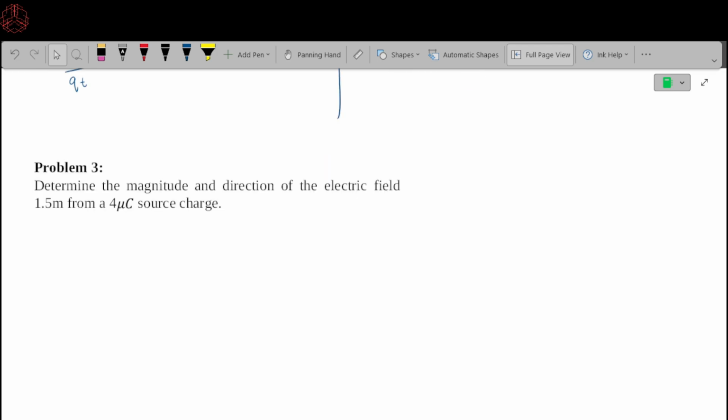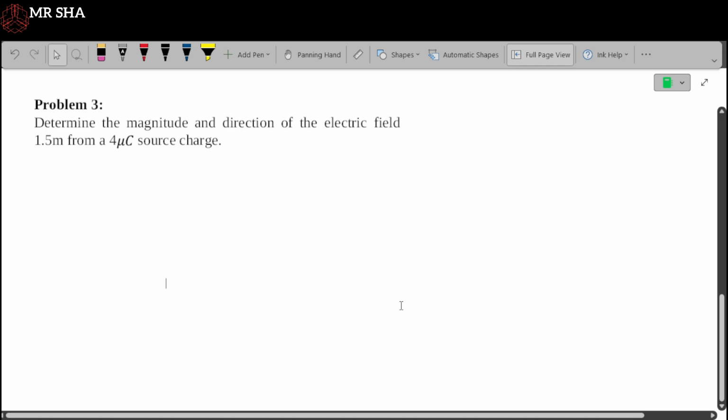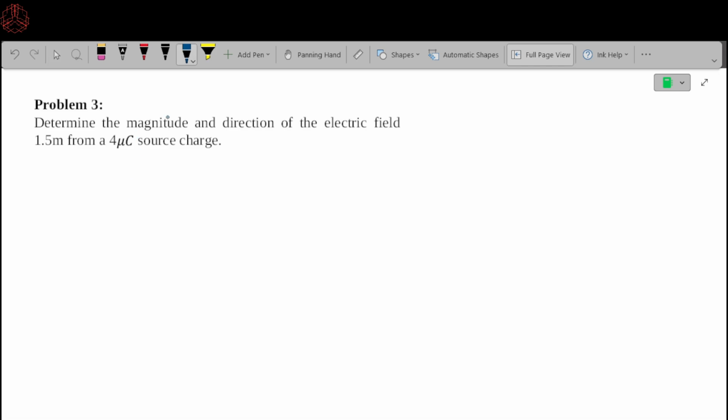Here we not only have to calculate the magnitude, but we also have to calculate the direction of the electric field. The information given is the distance from some source charge. So this is going to be Q source, the charge of the source.